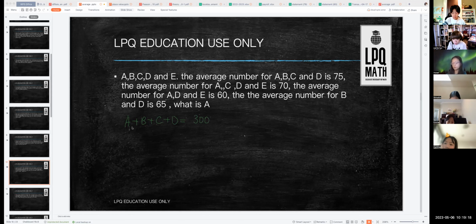Okay, so do the same thing. A plus C plus D plus E equals what? Right? And A plus D plus E equals what? And B plus D equals what? And everybody, I don't want to know each of them. I just want to know A. I only want to know A.